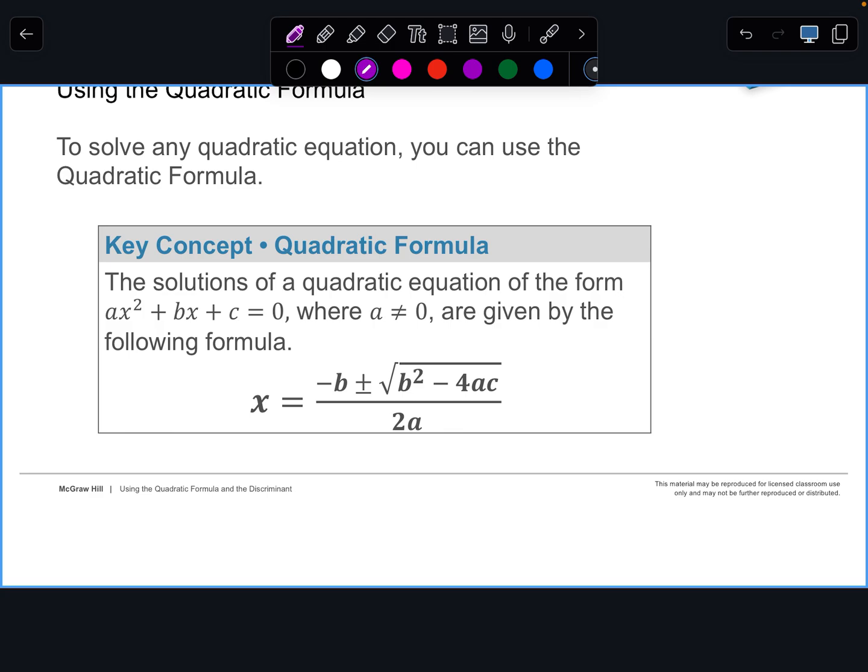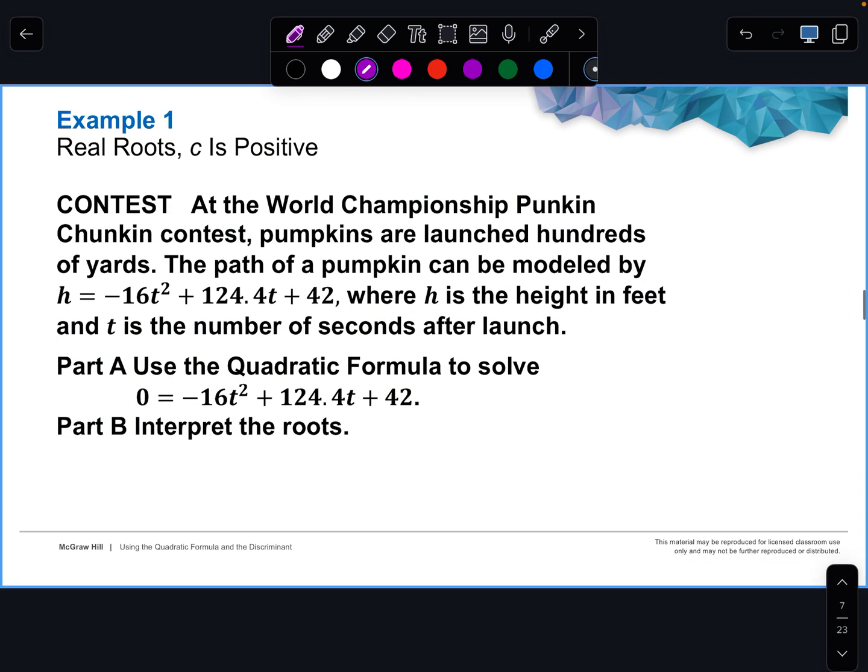So, this part right here, b squared minus 4ac, that's called the discriminant. Okay? That's the part that we're going to find first.